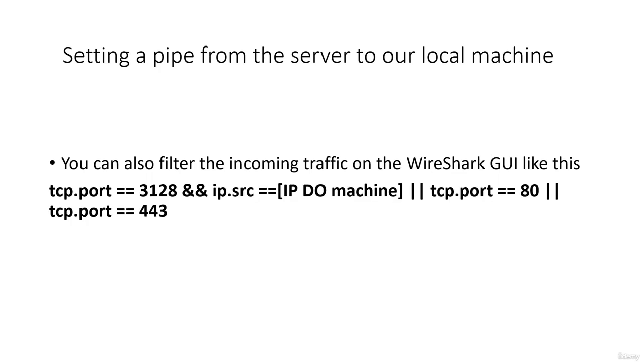You can then also filter the incoming traffic via the Wireshark GUI like this. This is the filter, because in the Wireshark GUI you have an option in the upper left corner called filter. In the filter you just type this. So we're going to filter this port from 80 to this port. The Wireshark filter should display your own traffic coming from HTTP ports to TCP ports.